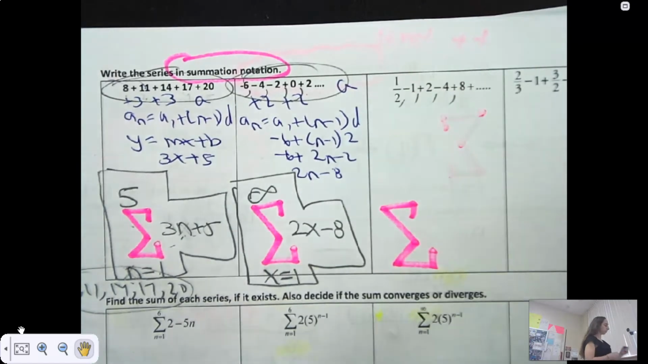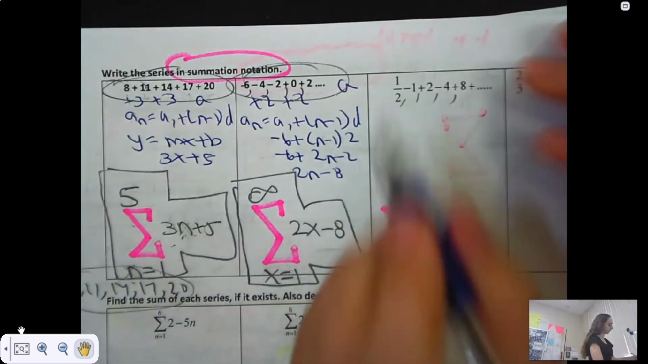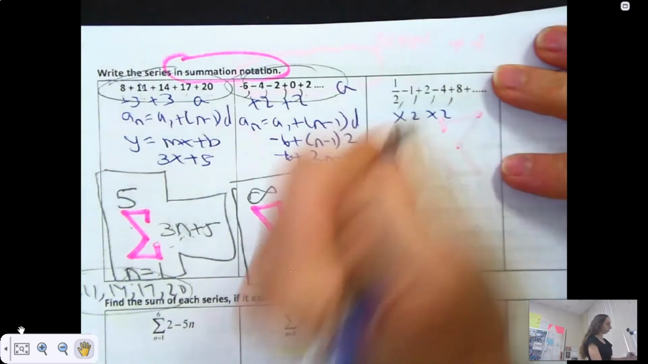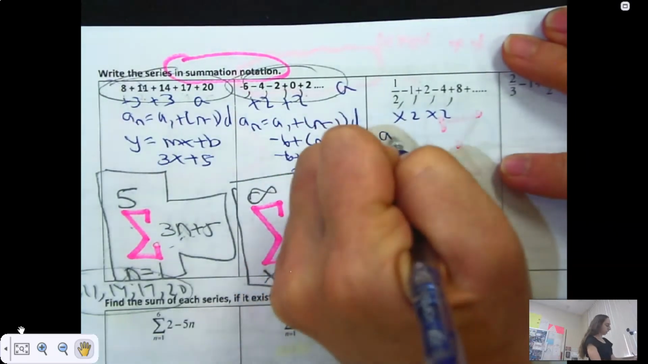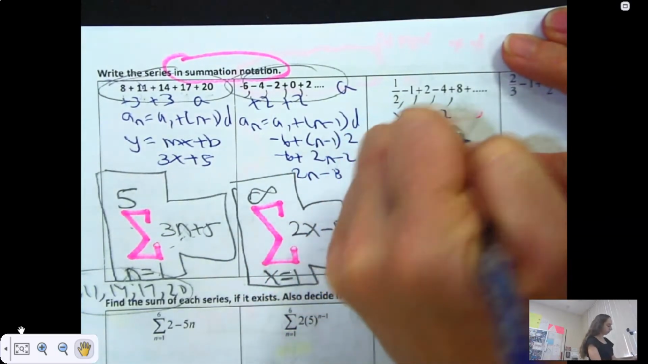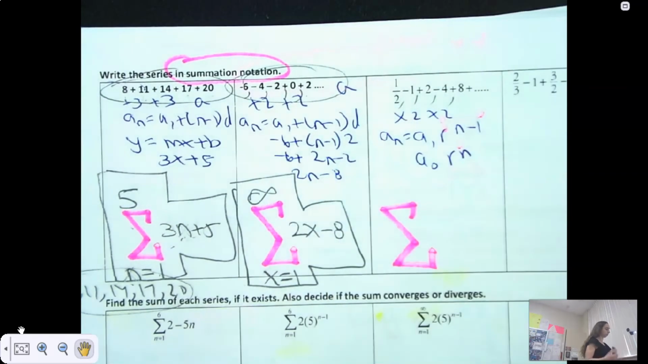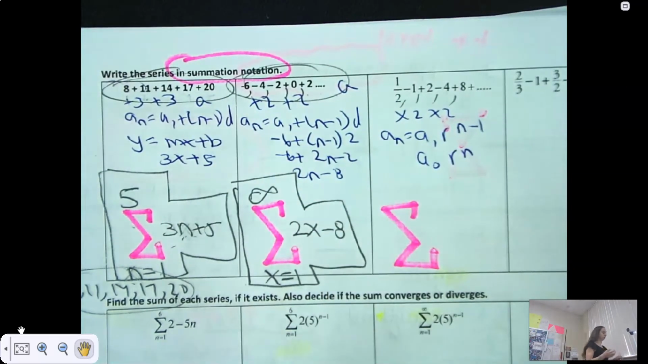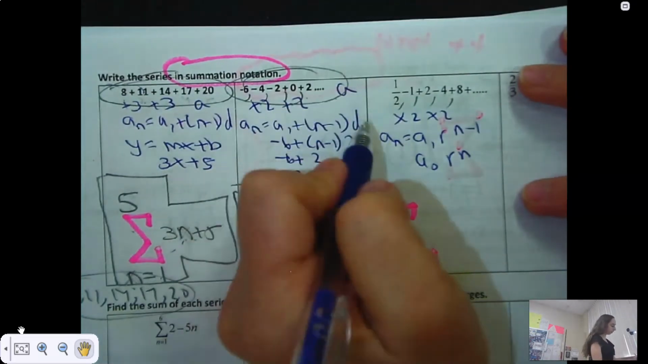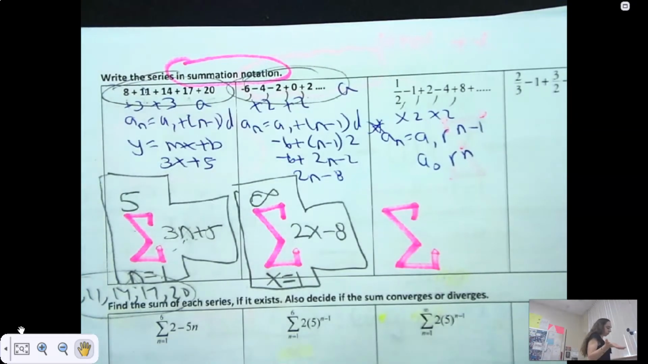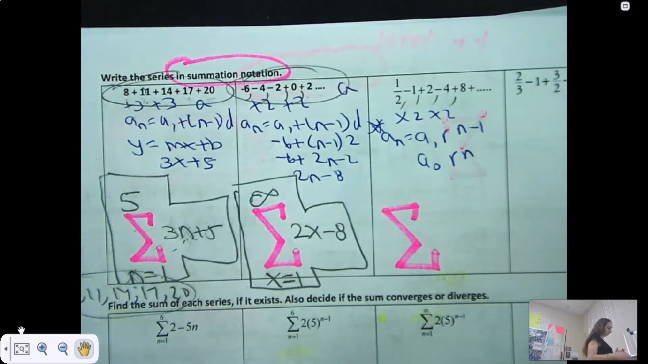So I see that the ratio is times 2, times 2, boom, it's geometric. A sub n equals a1 times r to the n minus 1, or a sub 0 times r to the n. Whatever one you would prefer, that's fine with me. This time I think I'll use this one, and maybe the next time I'll use the next one. Pick one way or the other.